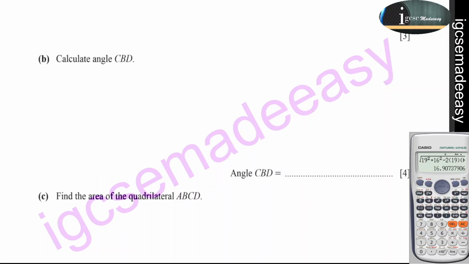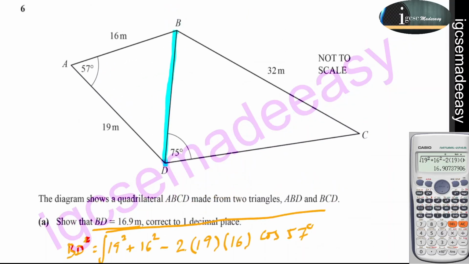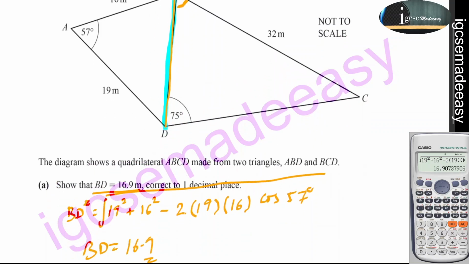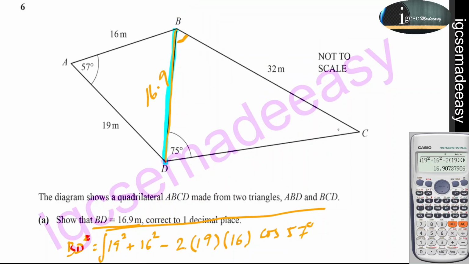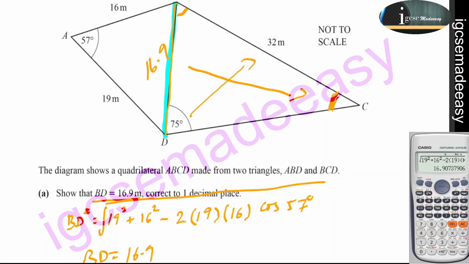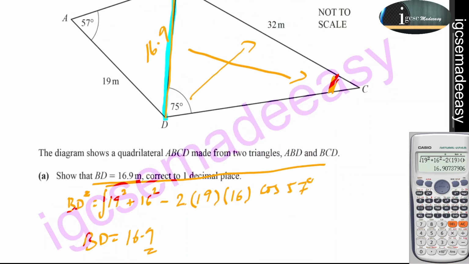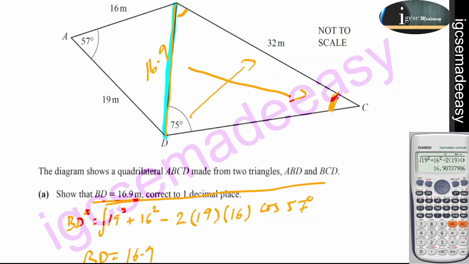Part B, we have to calculate angle CBD. So CBD is this angle we have to find out. We know this side, that is 16.9. So we can easily find the angle opposite to it by the sine rule, because this opposite is known and this opposite is also known. So sine 75 by 32 equals sine of this angle, let's say this is theta.